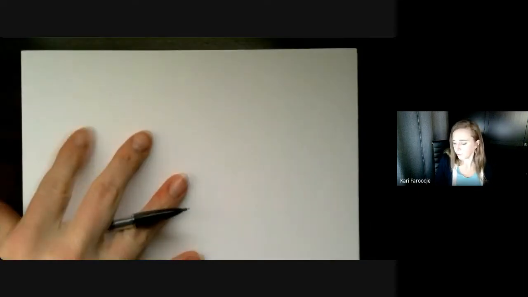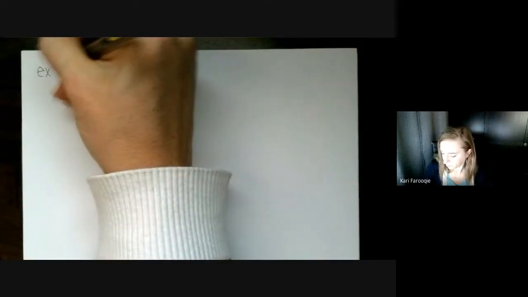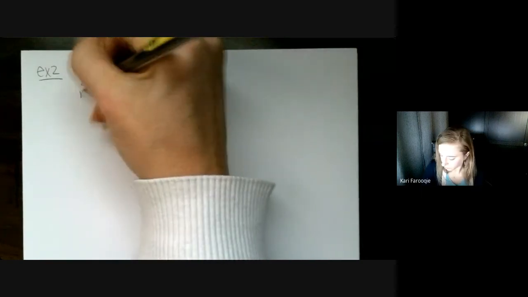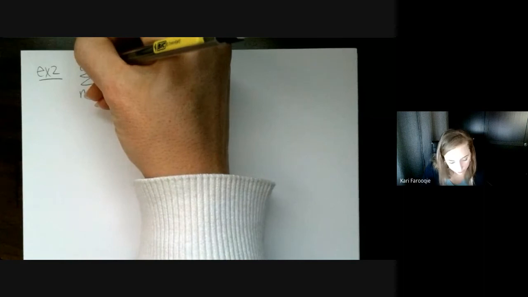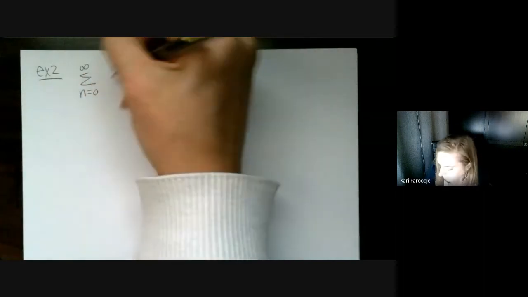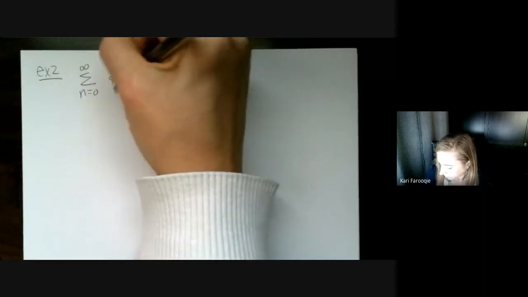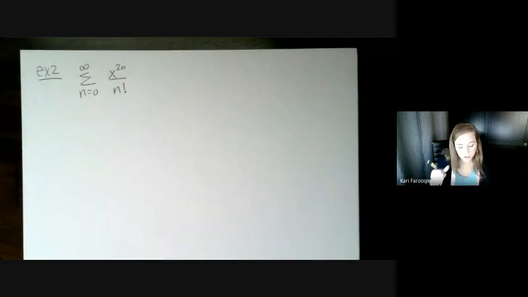Okay. Example 2. This is going to be the series from n equals 0 to infinity of x to the 2n divided by n factorial.